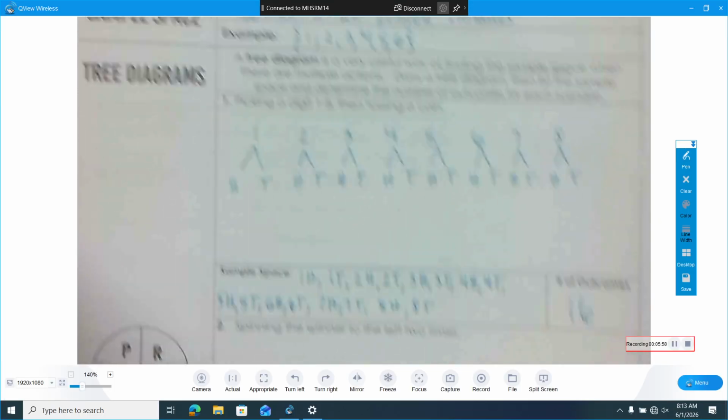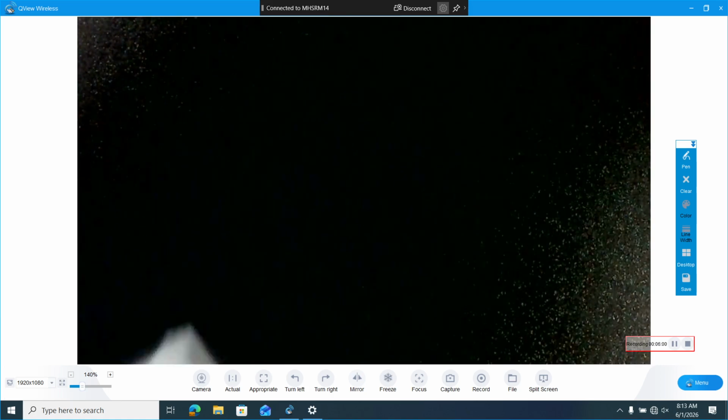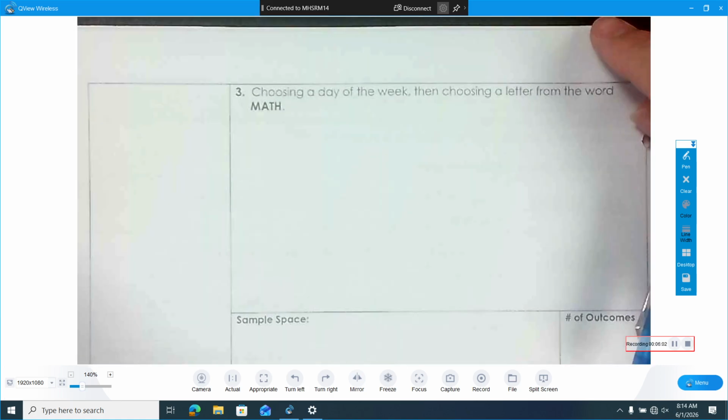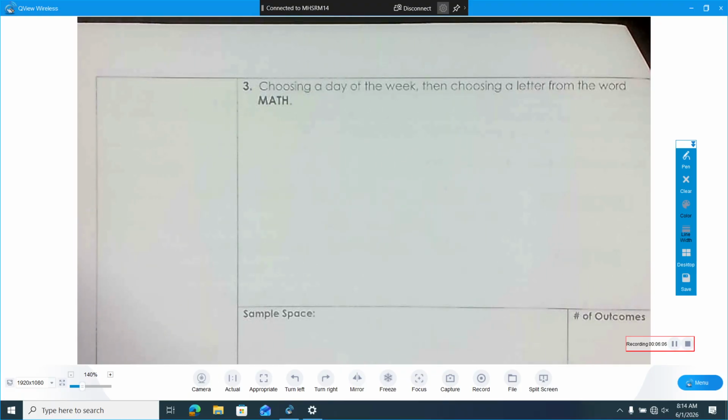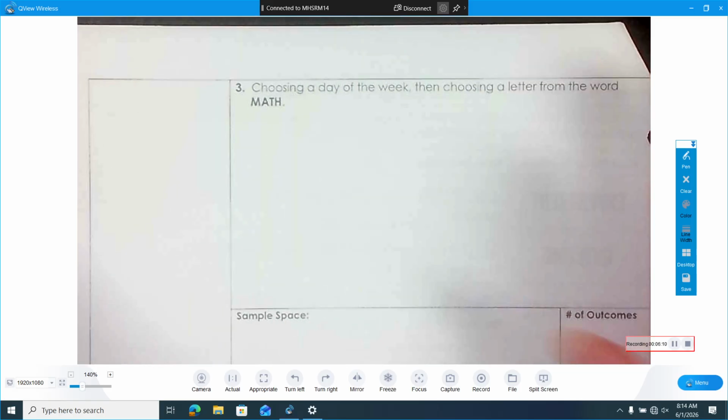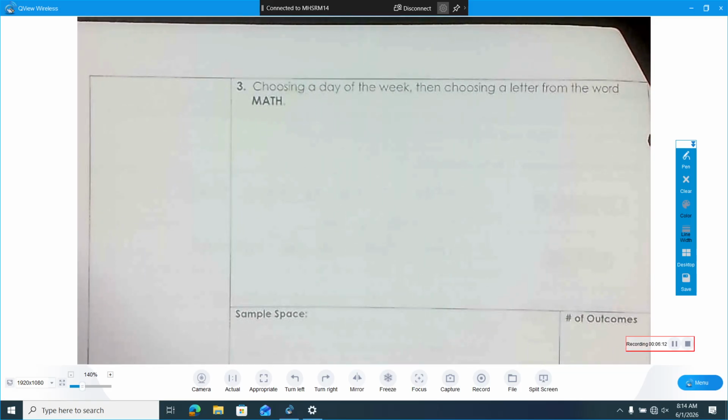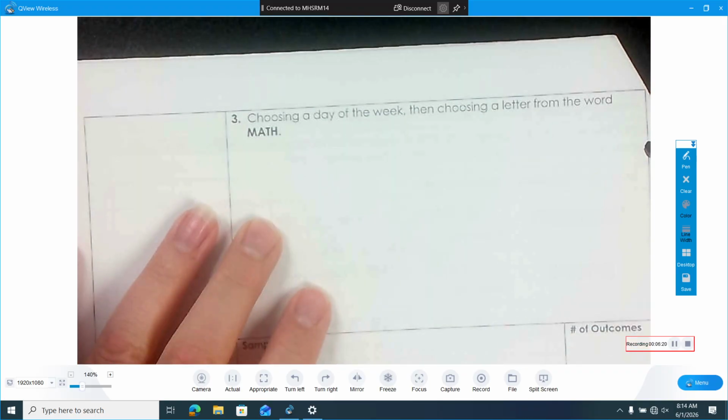Okay. Well, let's turn the page. 16 possible outcomes. All right. Maybe we're going to choose a day of the week and then choose a letter from the word math. I'm going to make a tree diagram for that. Well, first I got to choose a day of the week. What are our possibilities there? Monday through Sunday.